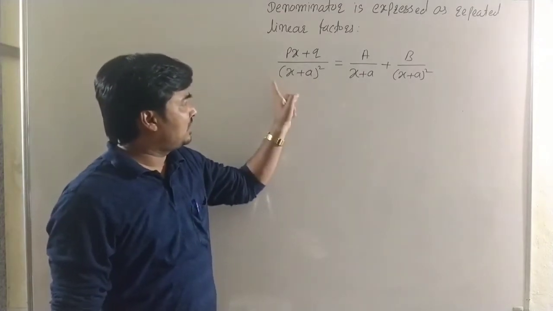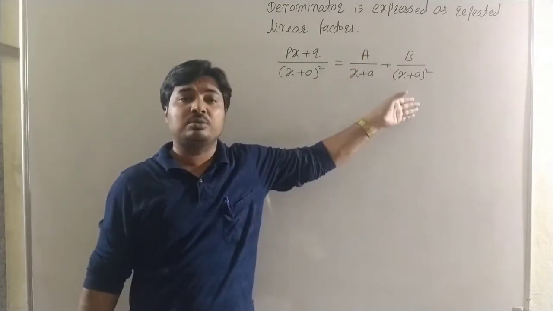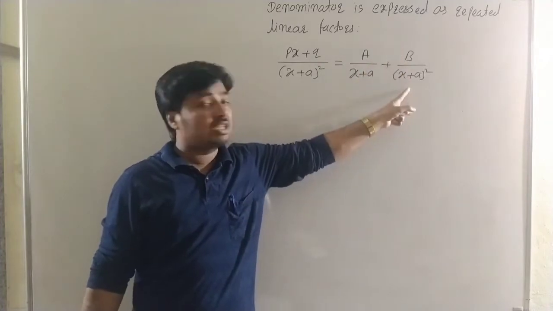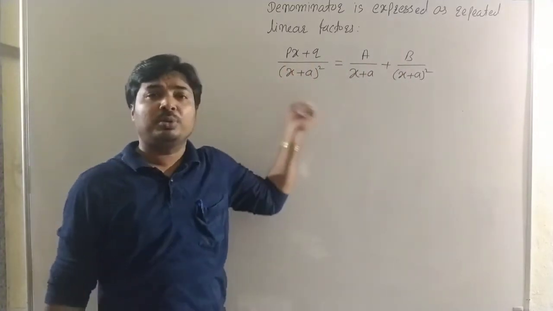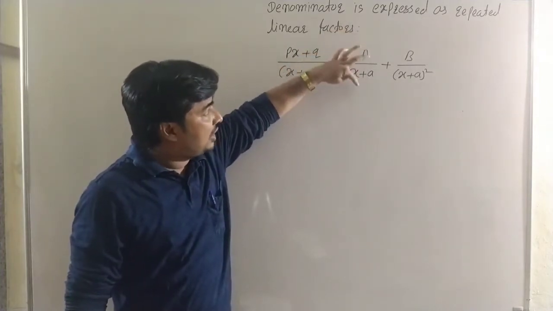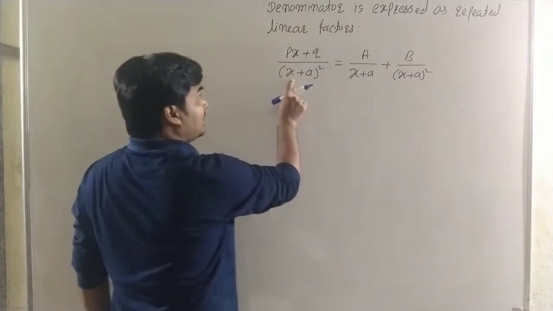When non-repeated, x plus a and x plus b are the 2 factors. Then you can write separately A upon x plus a and B upon x plus b. But here, with x plus a whole square, there are 2 repeated linear factors. So we can write it as A upon x plus a plus B upon x plus a square. Here it is 2 linear factors.